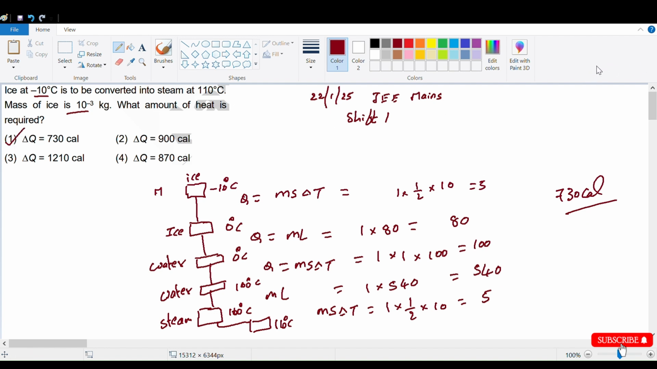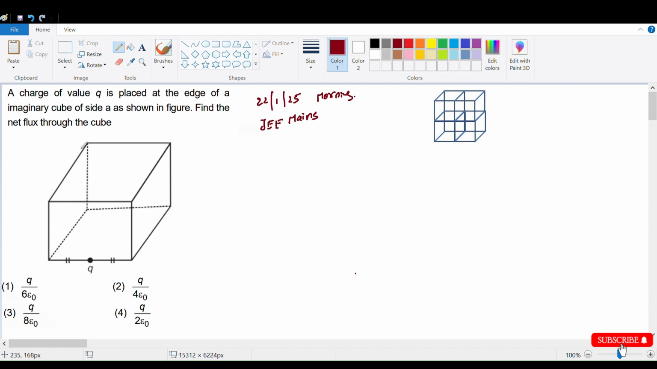A charge is placed at the edge of an imaginary cube of side A, as shown in the figure. Find the net flux passing through the cube. We have a formula: flux is equal to Q inside by epsilon naught. If the charge is at the center of the cube, then the flux from that cube is Q by epsilon naught. But this Q is not at the center of the cube.